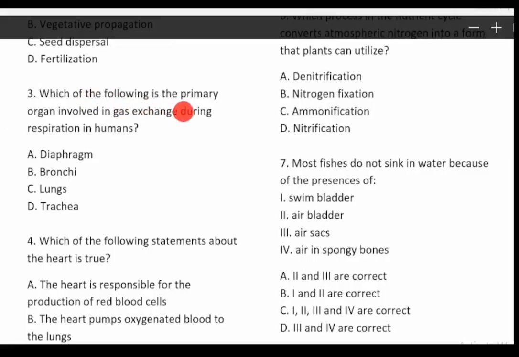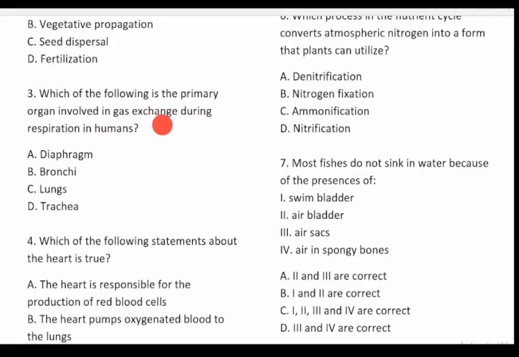Which of the following is the primary organ involved in gaseous exchange during respiration in humans? Diaphragm, bronchi, lungs, trachea. Now, the primary organ that is involved in gaseous exchange is the lungs. Every other option that we have here partakes in the actions that the lung oversees. The actions that the lung oversees, talking about the bronchi, the trachea, or the movement of the diaphragm, are a result of what the lung does, which is actually respiration. So that is the answer to this particular question here.